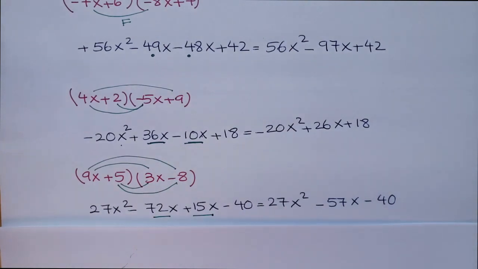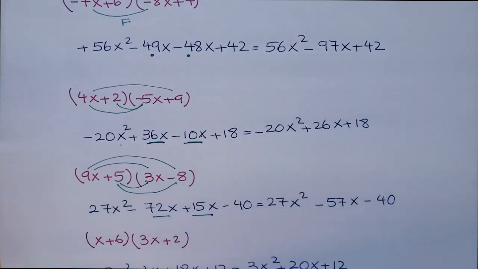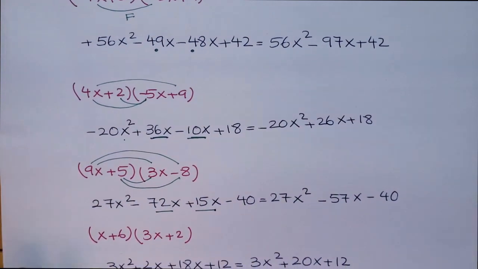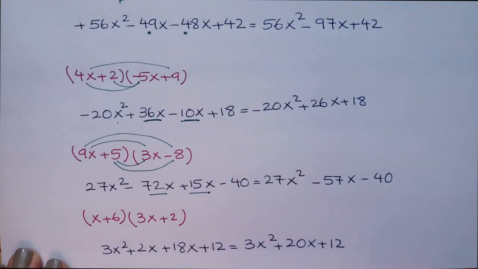And it's simplified. The last example for you guys for the sake of this video, x plus 6 multiplied by 3x plus 2. You can use the FOIL and then you can check yourself if you can get the right answer. And after simplification, you should be able to get this answer.